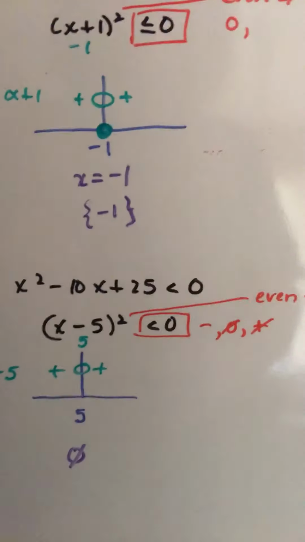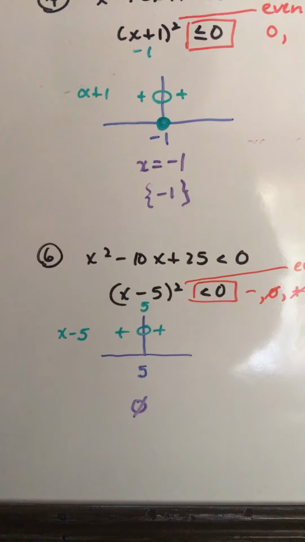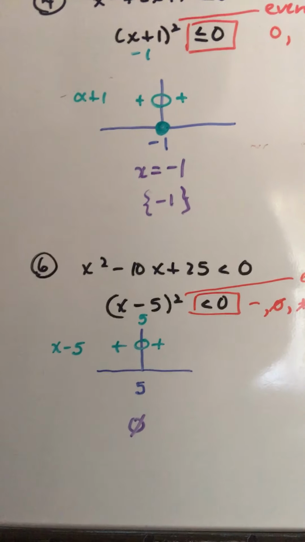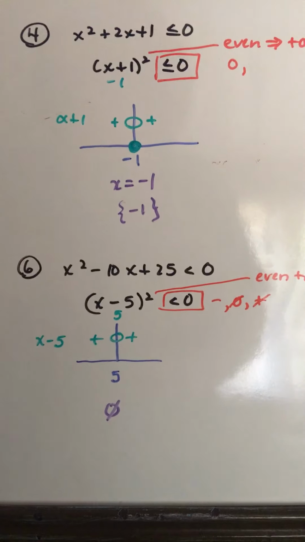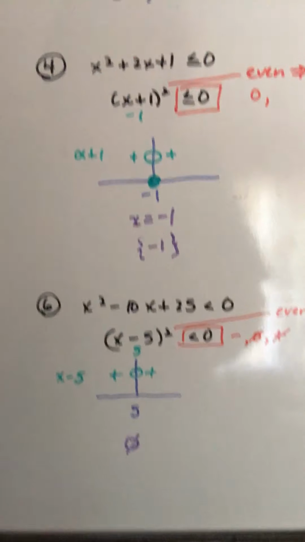And then the final case is when I want it negative. Well, I'm not allowed to be 0. I'm not allowed to be positive. Hence, there is no proper solution. And so the solution is no solution.